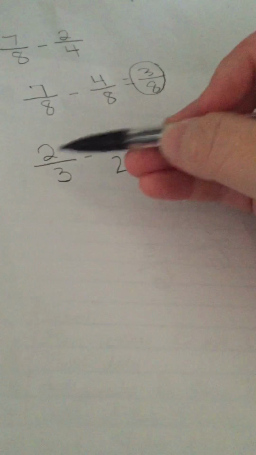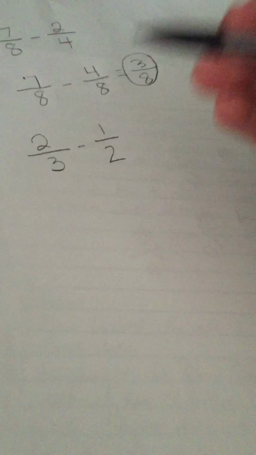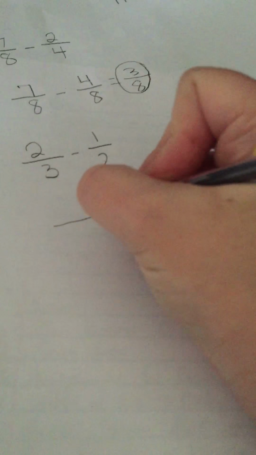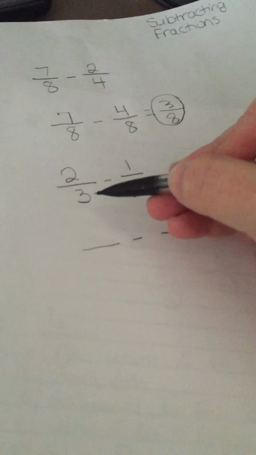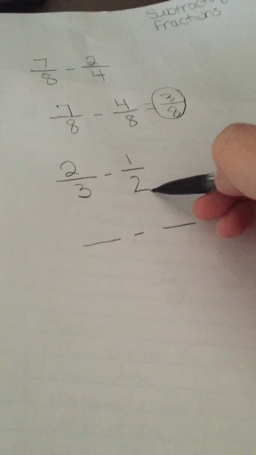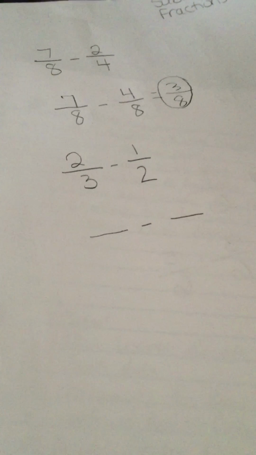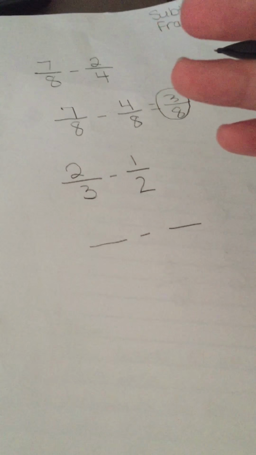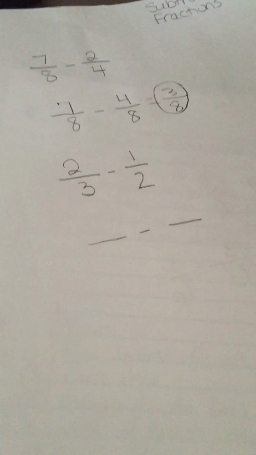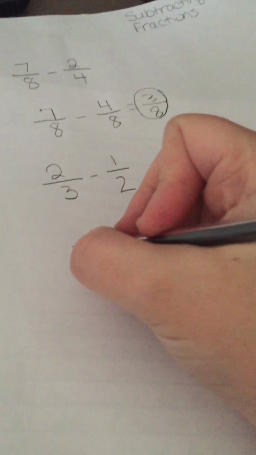One more example, 2/3 minus 1/2. Step 1 is to find a common denominator. A common denominator for 3 and 2 would be 6. We could also use 12. Another option would be 18. My suggestion is to go with the least common denominator. So I'm going to use 6.